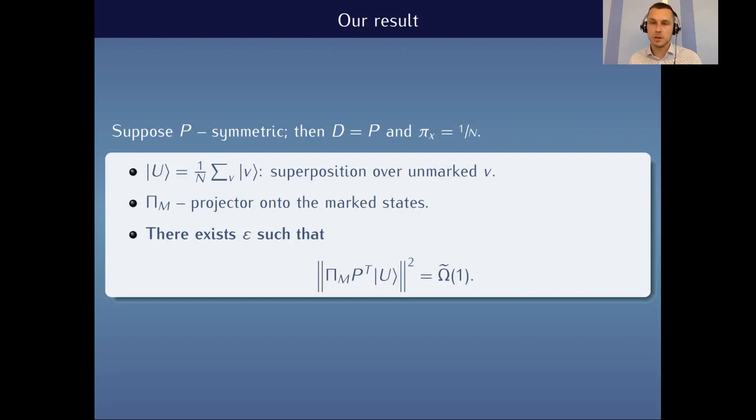So the quantum algorithm would be to apply quantum fast forwarding to generate this state, to measure the state in the vertex basis, and then the measurement with high probability yields a marked vertex.